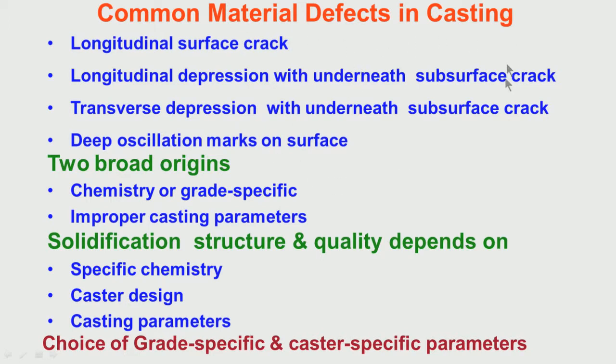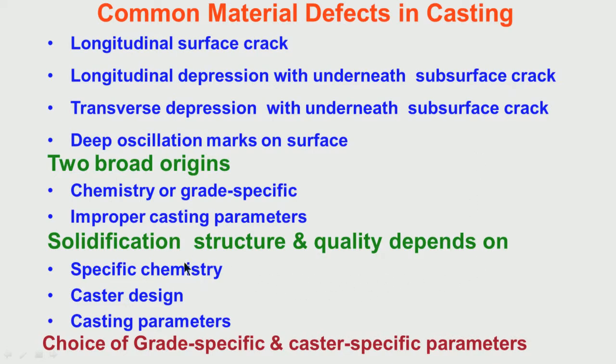I have told you about material defects in casting. I am not talking of entrapment, I am talking of material defects like cracks and depression. They can basically originate from two broad categories. One is the chemistry of the particular grade. That means some grades are depression prone, so you will have more depression, more cracks on the surface, more deep oscillation marks for those grades. So the chemistry of that grade is one origin, or improper casting parameters. Everything was okay, but the casting parameters were not properly selected. There was a sudden increase in maybe speed, a sudden fluctuation, that might create some defect. So this is again important.